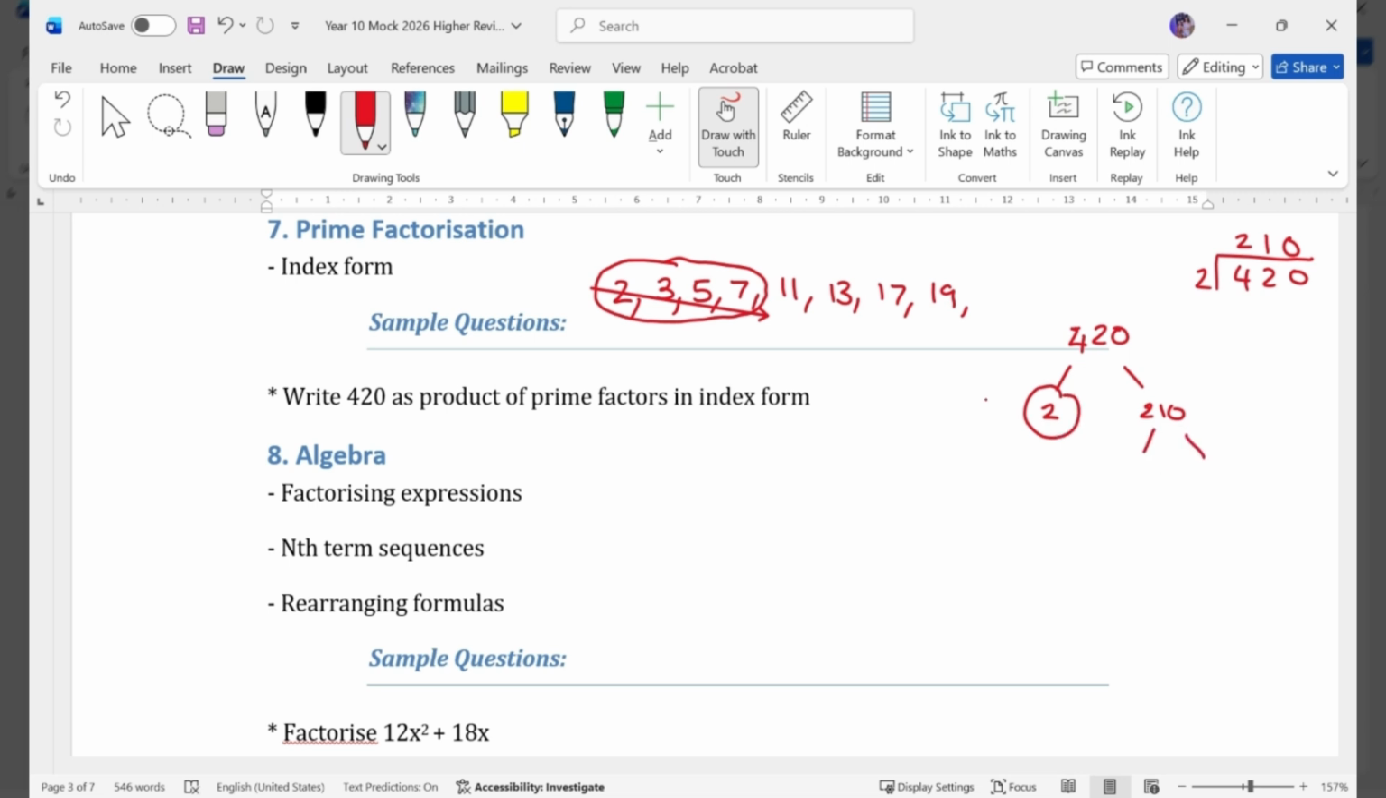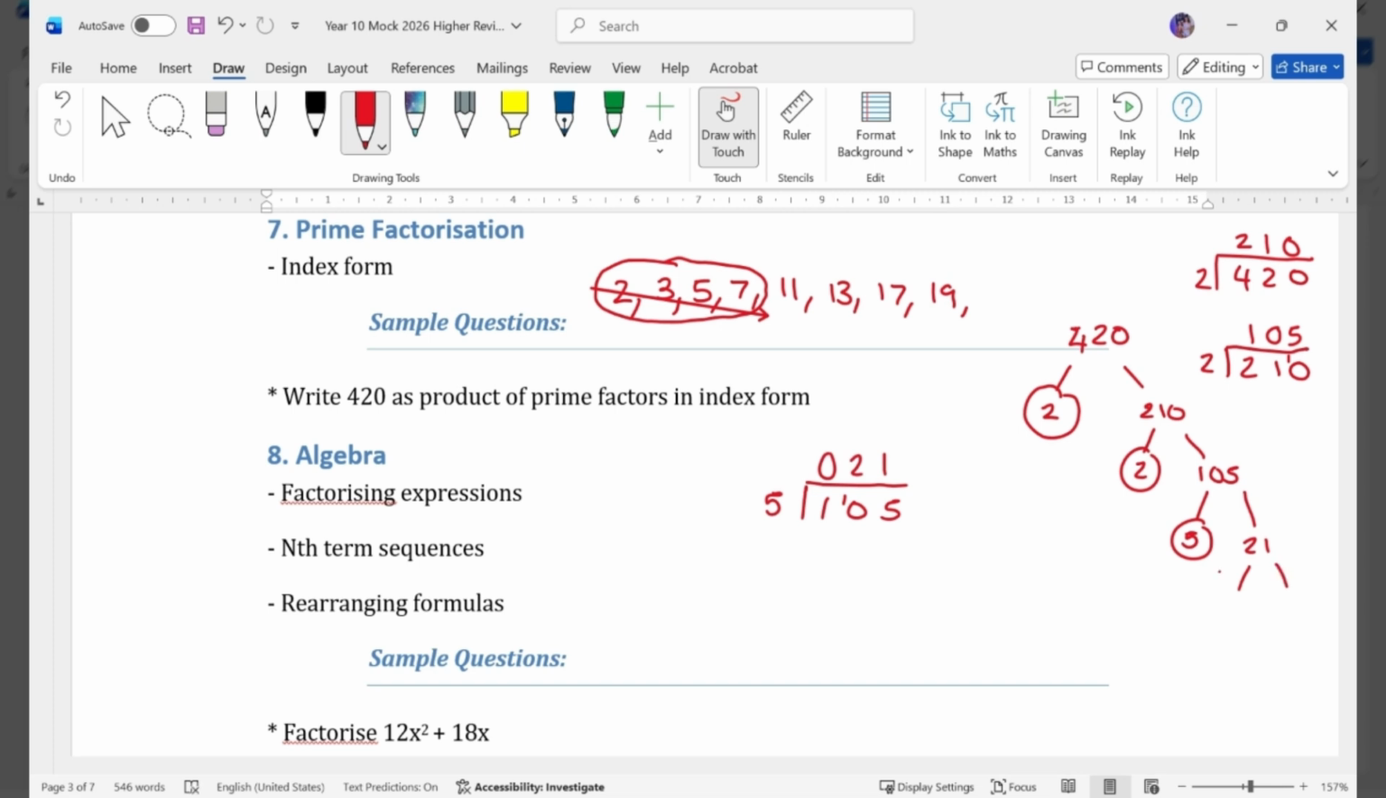Now I could go 2 again, because I can see it's an even number. 210 ends with a 0. Should divide by 2. 2 goes into 2 once. 2 doesn't go into 1, carry that one. And 2 goes into 10 5 times. So this time we've got 2 again, but 105. Can't use 2 anymore, not an even number. But because it ends with a 5, I'm thinking should divide by 5. How many times though? 5 doesn't go into 1, goes into 10 twice, goes into 5 once.